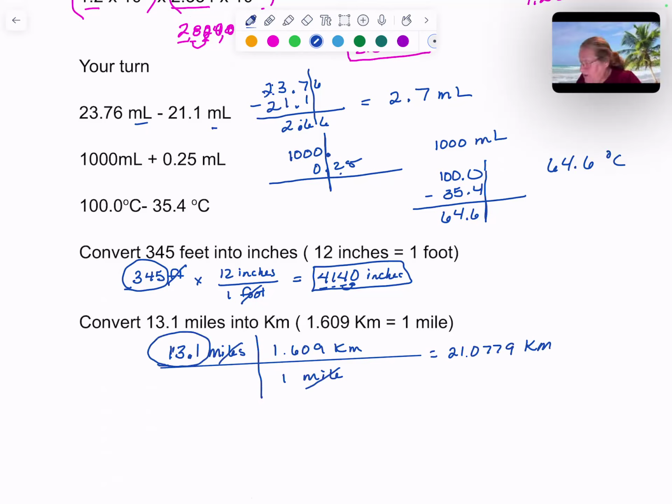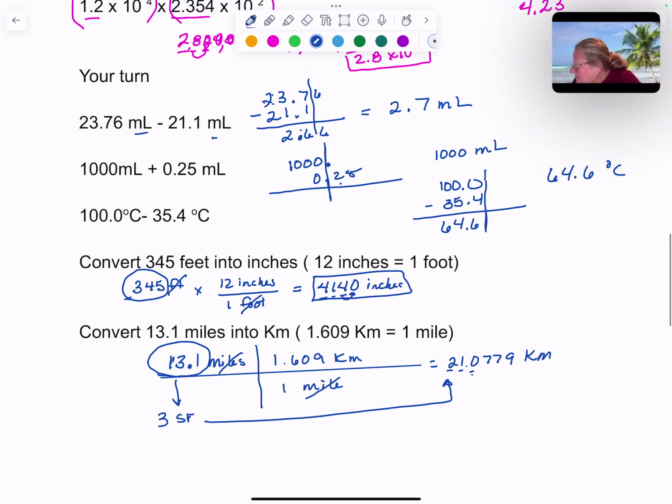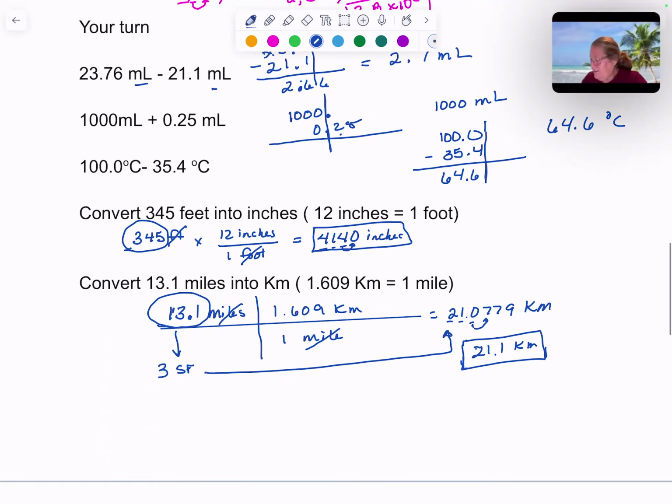So we go back to our given. That has 3 sig figs. So I need to round this answer to 3 sig figs. So it's going to be 1, 2, 3, look to the right. That 7 is going to make the 0 go up to a 1, so 21.1 kilometers is our answer. I hope this helped with doing some math with significant figures. Remember, you always use significant figures to know where to round an answer in chemistry class.